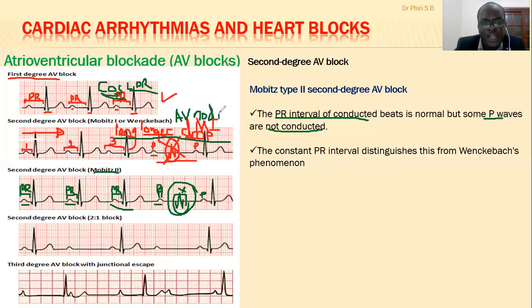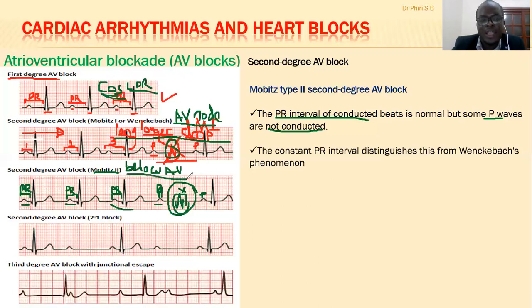AV node cells are affected, so they are not conducting action potentials. That's why you have prolongation of the PR interval, then later on you have a drop in the QRS complex. But in type 2, what is being affected is below the AV node. So it's the bundle branch, below the AV node. So it's an AV block, but the block is below the AV node.